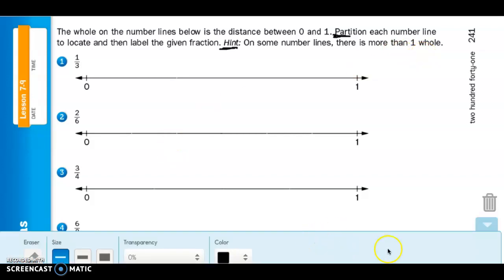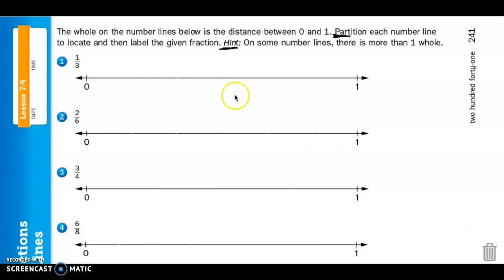Okay, let's figure this out. So we need to partition them with the given fraction. Right here is our given fraction, 1/3. First, we should figure out how many wholes are on this number line. Well, I see this number line goes from 0 to 1, and I know that a whole is 0 to 1. So how many wholes do we have? We have one whole from here all the way to here. That is our whole. Great.